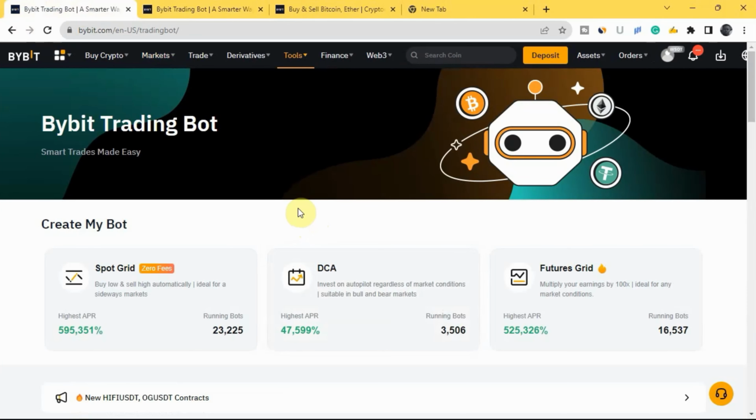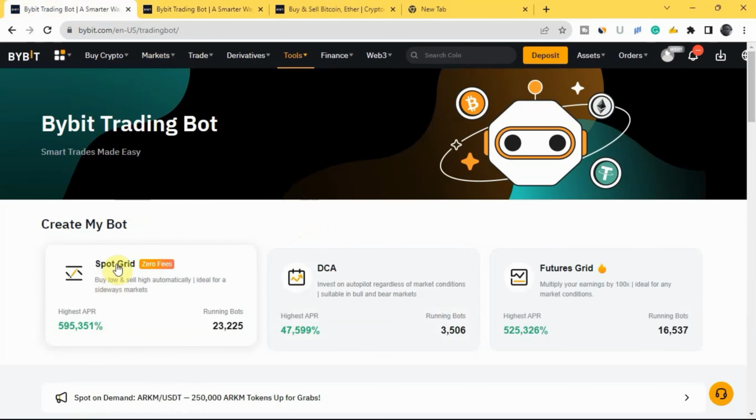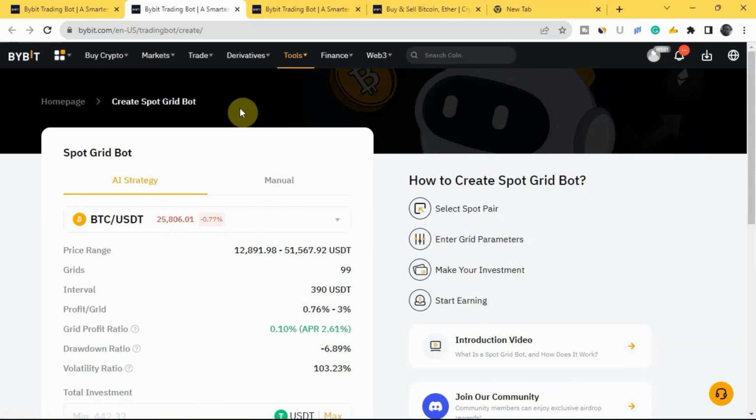Now the next one is spot grid, and to do the spot grid, you come here and click spot grid right here. So right here, I'm on the spot grid trading bot page on Bybit, and I'm sure you know what spot trading is. Now, spot trading is when you buy a crypto at a low price and then you sell it at a higher price for profit. So this is what the spot grid trading bot is going to be doing for you.